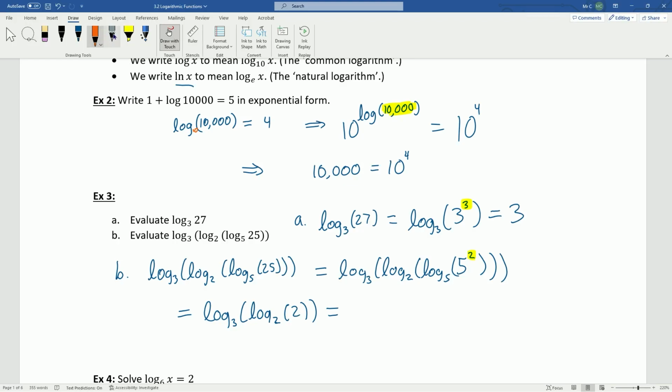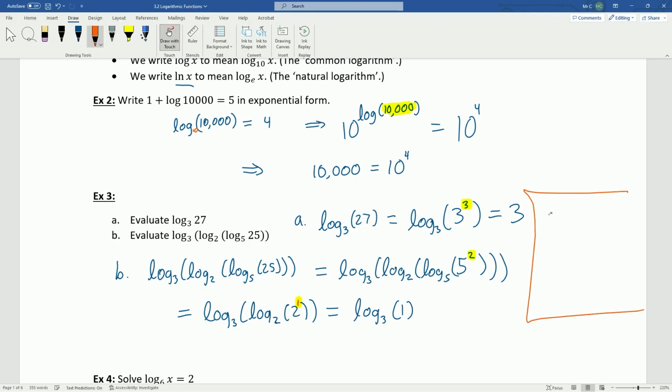Now, it's not written here, but if I have 2, that's the same thing as 2 to the 1st power. So when I look at log base 2 of 2 to the 1st power, that's 1, because log base a of a to the x is x, right? So this is log base 3 of 1. Now this one, there's two ways we could look at this.